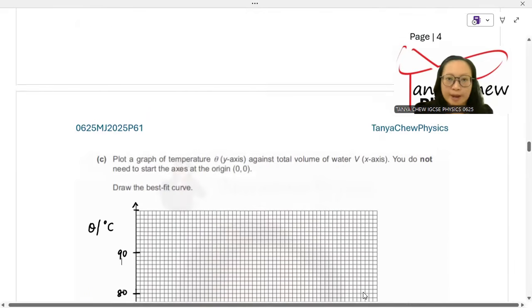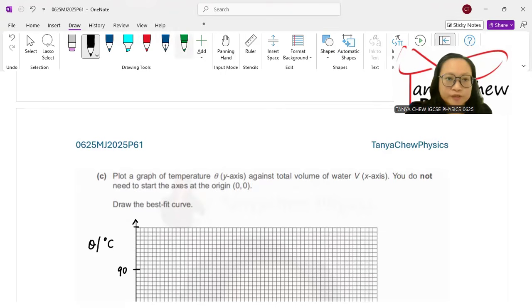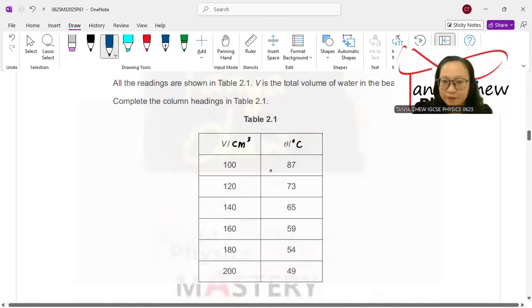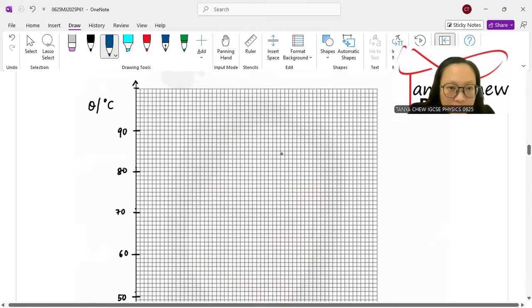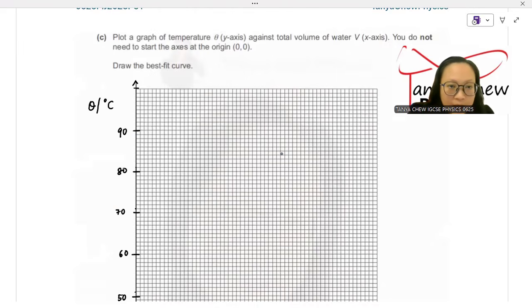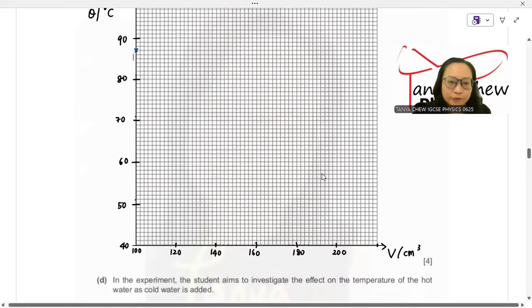And now I am going to put in values, right? My points, I'm going to use blue. Now the first one, 100 cm cube, 87 degrees Celsius. 87, 89, 88, 87 is here. And then 120, 73.